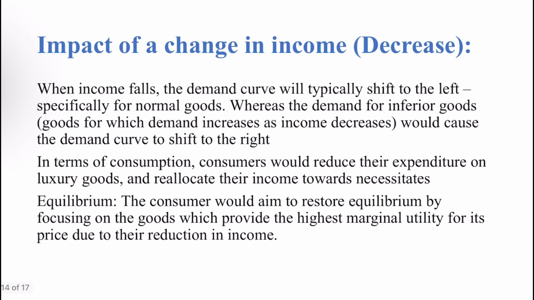Now, when income decreases, the demand curve will typically shift to the left, specifically for normal goods, whereas the demand for inferior goods, which are goods for which demand increases as income decreases, would cause the demand curve to shift to the right. In terms of consumption, consumers would reduce their expenditure on luxury goods and reallocate their income towards necessities. For the equilibrium, the consumer would aim to restore the equilibrium by focusing on the goods which provide the highest marginal utility for its price due to their reduction in income.